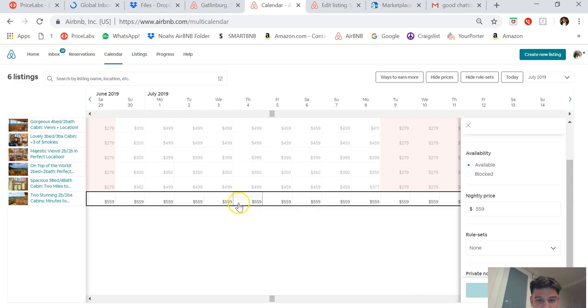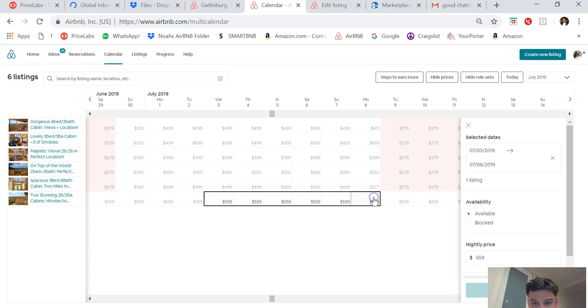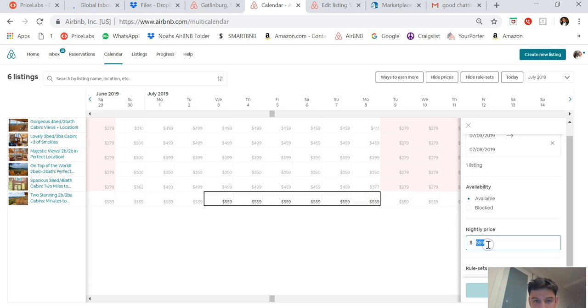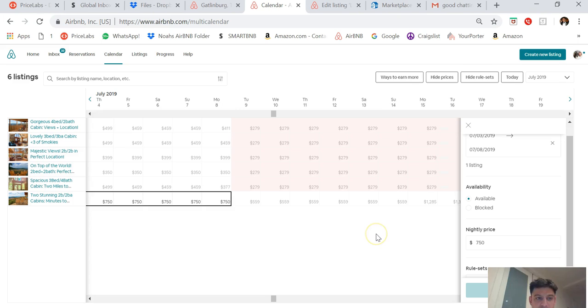Remember, for the 4th of July, I want to increase that price to about double these two together, so that's 700 a night for the Wednesday until Monday. Don't want 750. Don't want to book both. Okay. And there you go.